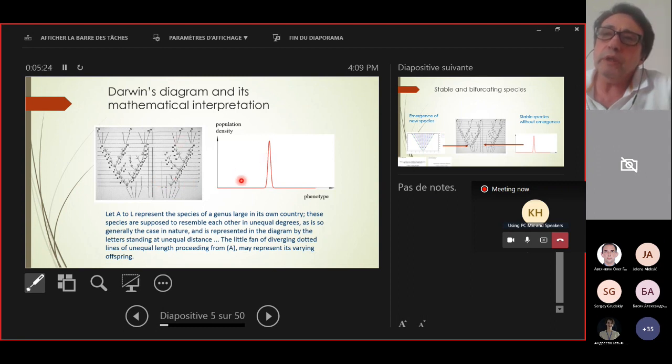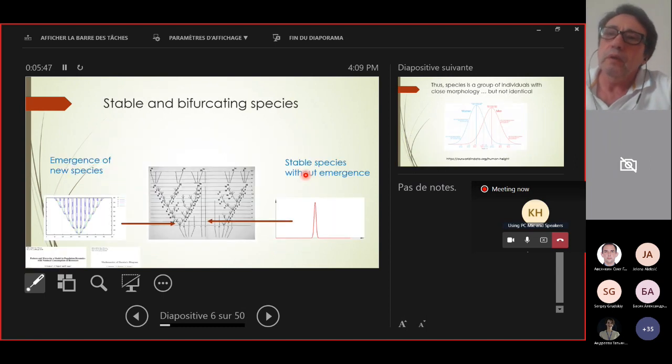What is important for us today is that in this interpretation, and according to Darwin's definition, a biological species is a group of individuals with such a distribution, which is quite localized, but it's not just a single point, not a delta function, but a distribution. I put here these two figures from the left to the right. I discussed this distribution from the right, which corresponds to species which do not bifurcate, which do not give emergence to other species. Also, some of the species give emergence of new species.